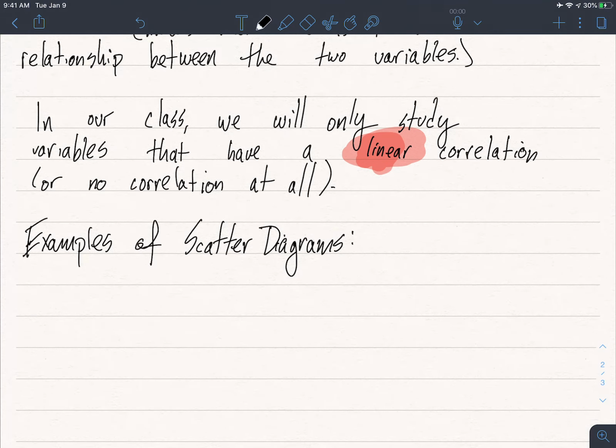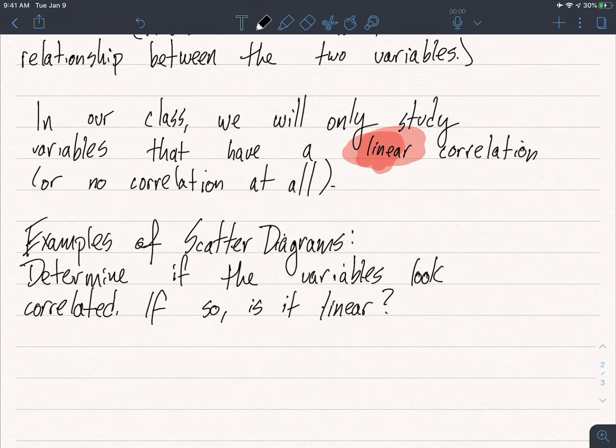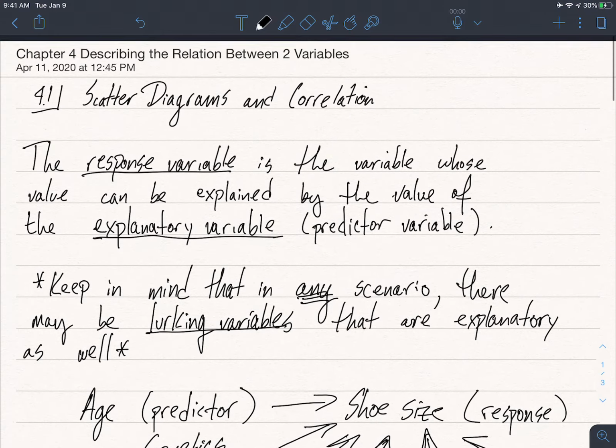And my question would be, determine if the variables look correlated. If so, is it linear? All right, so let's go through some examples. Let me just recap real quick.